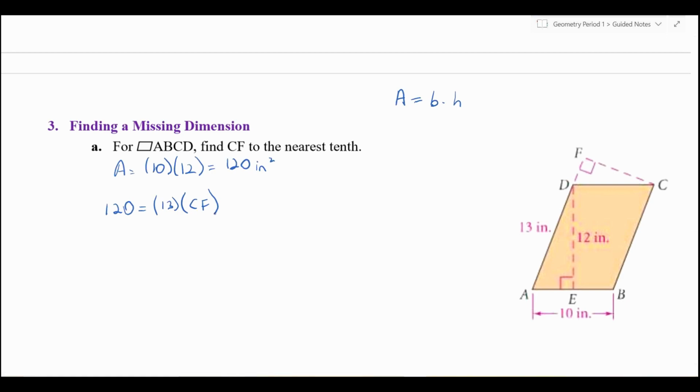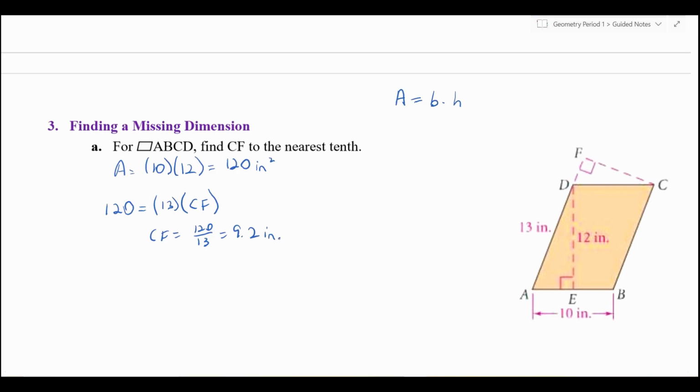So we divide both sides here by 13. We get CF equals 120 divided by 13, which gives me 9.2, and the units are in inches. But it's not inches squared, remember, where CF is just a segment. It's a linear unit, so it's just plain old inches. So that is my answer here for CF.